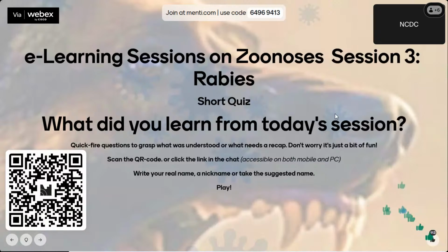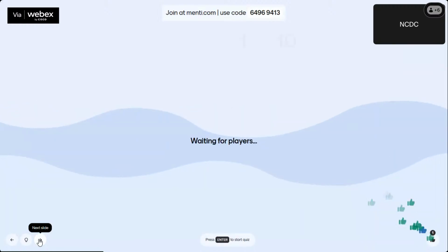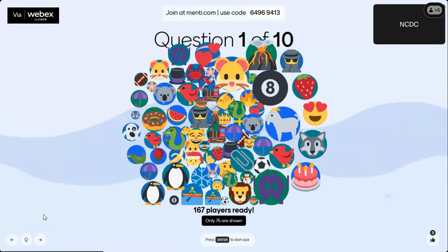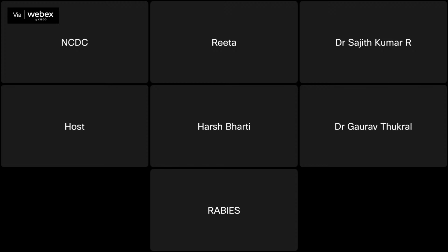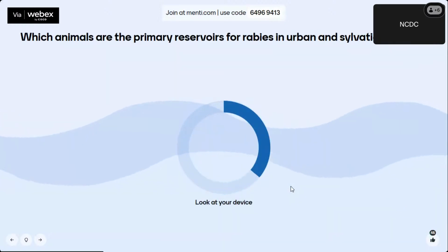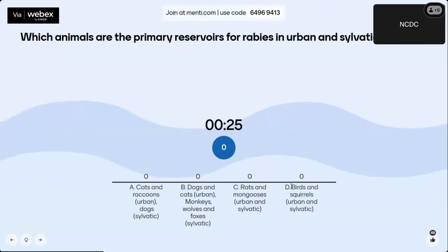So now we can start with the question. More than 100 participants have logged into the Mentimeter. Requesting James to show the question. So these are the players with various pictures. Which animals are the primary reservoirs for rabies in urban and sylvatic settings? Please click on the correct options.